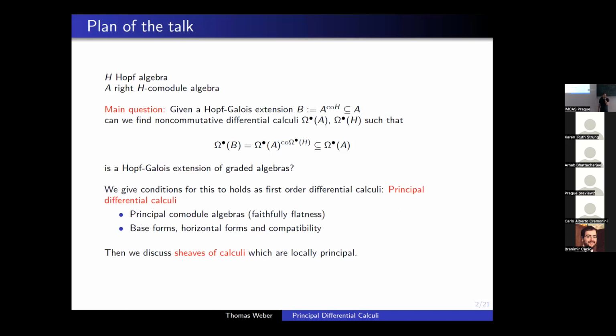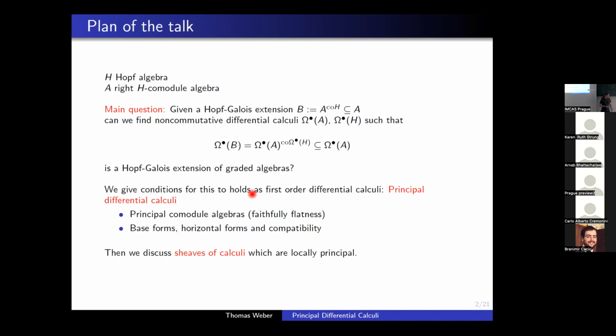Good, so the plan of the talk is the following. I will work with Hopf algebras and co-module algebras of this Hopf algebra. And the main question that we are going to pose is, given a Hopf extension, B being the invariant elements under this co-action of H, can we find some calculi on A and H such that we will have a Hopf extension of graded algebras? So this is what you see here.